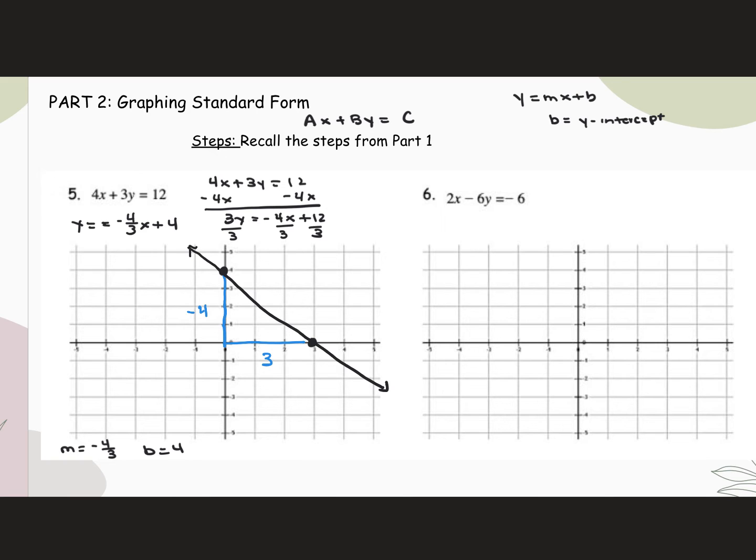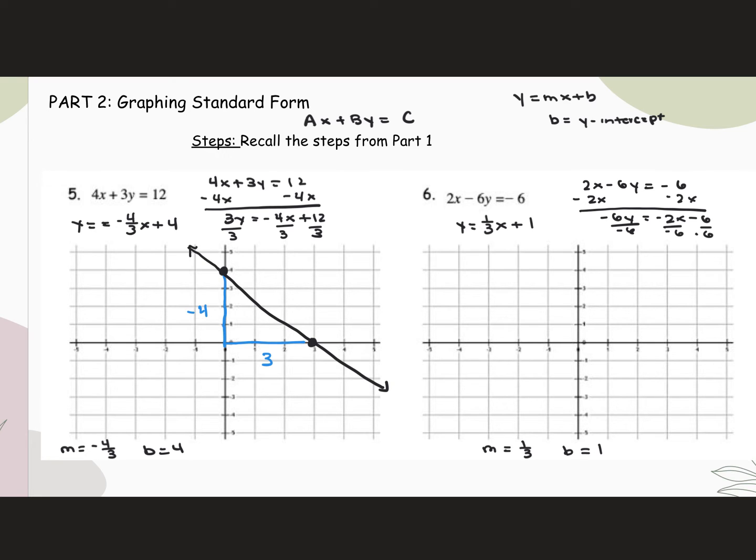Let's take a look at number 6. I have 2x minus 6y equals negative 6. Again, I'm going to solve for y. Subtract 2x from both sides. Negative 6y is equal to negative 2x minus 6. Divide both sides by negative 6. And I get y is equal to 1/3 x plus 1. So my slope is going to be 1/3, and my y-intercept is going to be 1.